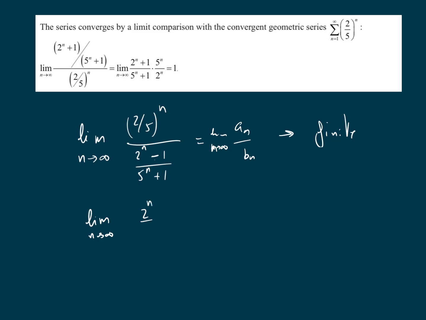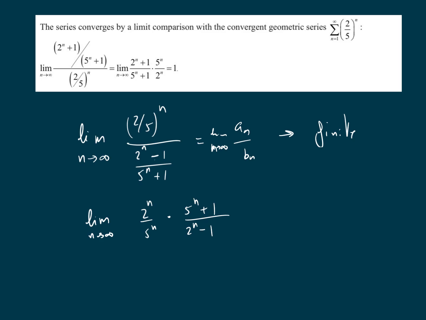2 to the n plus 1 divided by 5 to the n plus 1, multiplied by 5 to the n divided by 2 to the n. So how will I do this limit?